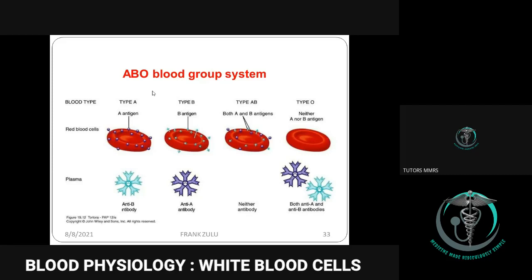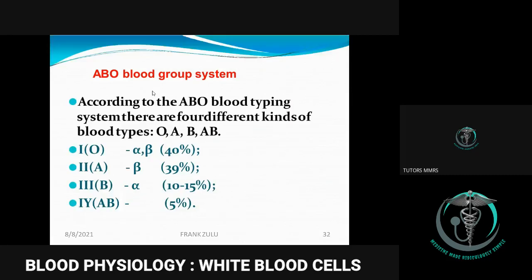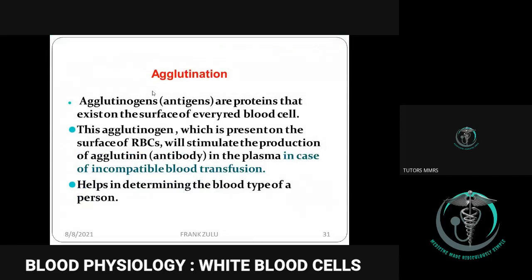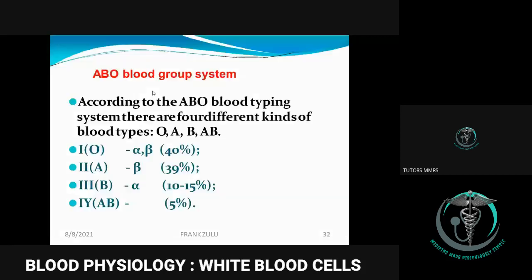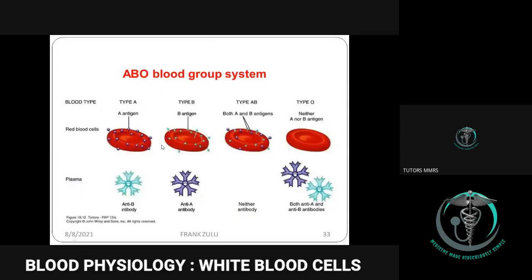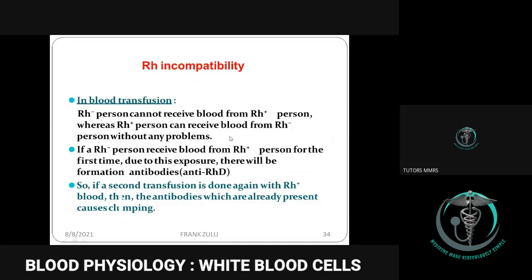Any questions on blood group agglutination? I hope we've understood how that is happening, and that there is a universal donor and a universal recipient. You should know physiologically why this one is called a universal recipient and this one a universal donor. If we don't have any questions, we move on to RH incompatibility.